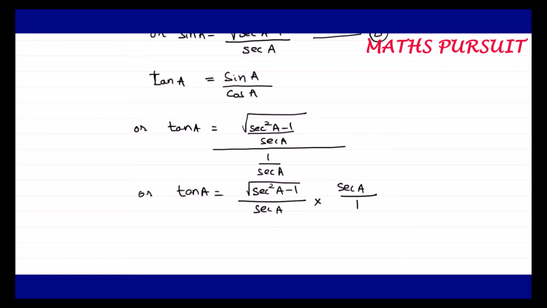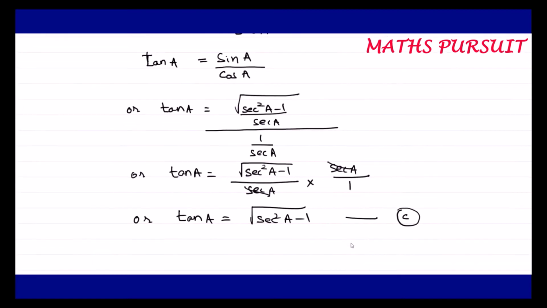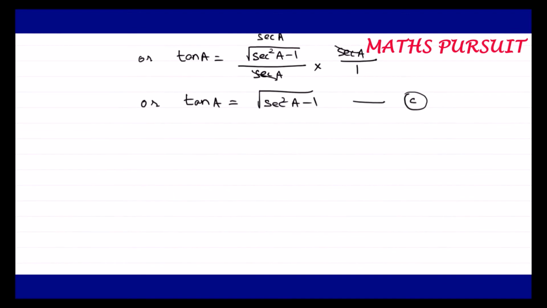Guys, I am just bringing 1 upon sec A from the denominator and multiplying it, so that sec A from the denominator becomes the numerator once I multiply. Now guys, you could see that this sec A and this sec A cancel out. We are left with tan A is equal to root over sec square A minus 1. This is our point number C. So guys, you could see that we are able to derive sine A, cos A, tan A. Now let's move to derive cot A and cosec A.